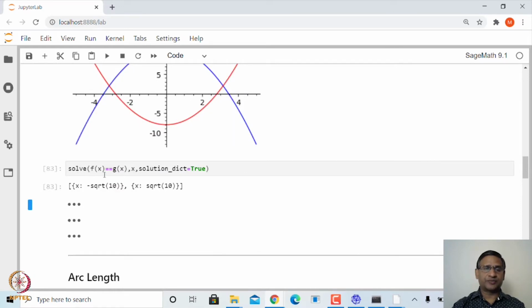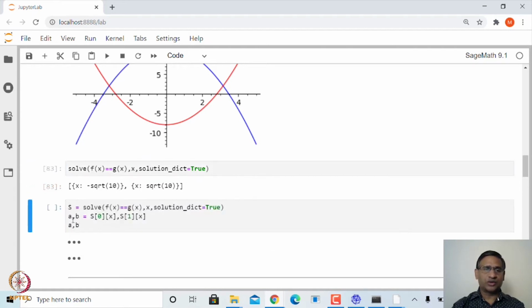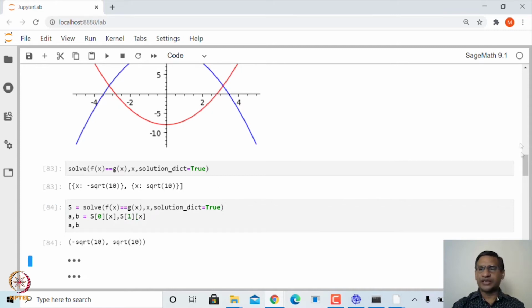So let us find the solution of f(x) equal to g(x), with Solution dictionary equal to true. It says that the two curves intersect at square root 10 and minus square root 10. So let us store these two values in a and b: minus square root 10 is a and square root 10 is b, and we want to find the area between these two curves.